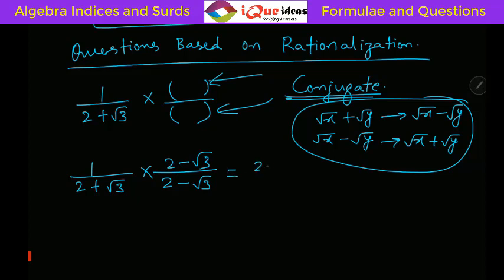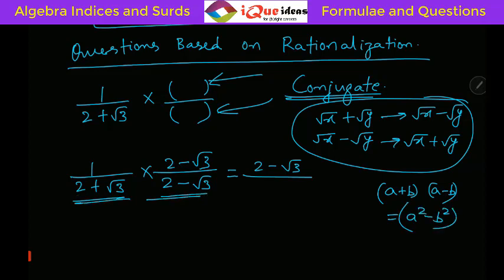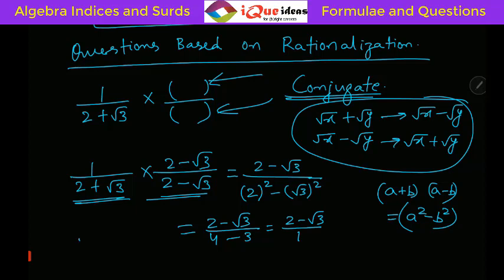So what will happen? We will get 2 minus root 3 in numerator, and in denominator, look at this carefully, we also have a rule that says a plus b into a minus b becomes a square minus b square. Now here you see 2 plus root 3 and 2 minus root 3. It is a plus b into a minus b. So it becomes a square, that is 2 square, minus root 3 square. Right? So it is 2 minus root 3 divided by 2 square is 4 minus root 3 square is 3. So it is 1. So 2 minus root 3 divided by 1. So what we have finally is 1 by 2 plus root 3. Right? When it is rationalized, it becomes 2 minus root 3. This is the simple meaning of rationalization.